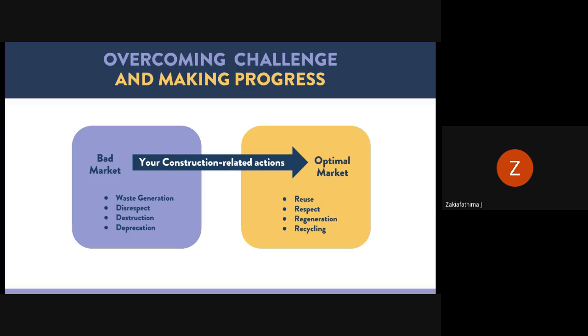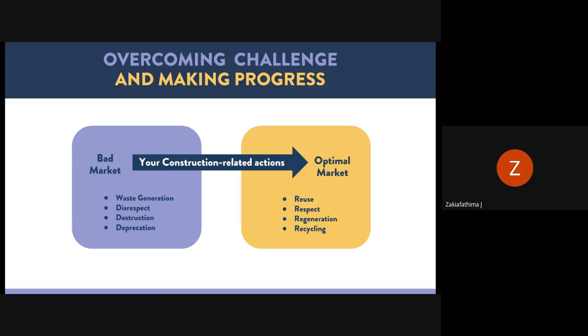So, overcoming the challenges and making progress. How do you change your market from a bad market to an optimal market? What you do is what is going to make a difference. So a bad market, where we spoke about waste generation, disrespect, destruction, and depreciation. Yeah, this is what is existing right now. So how do you change it? There are certain people who have actually taken the step. There are so many of them who have gone forward into it and have started using the proper methods of sustaining your market and the proper method of using sustainable materials.